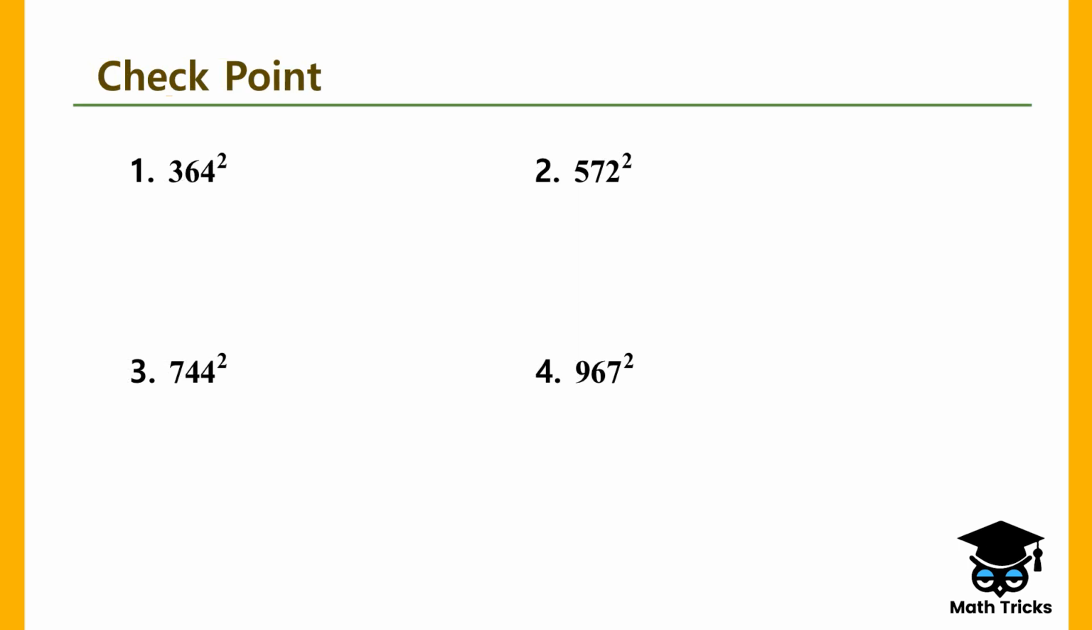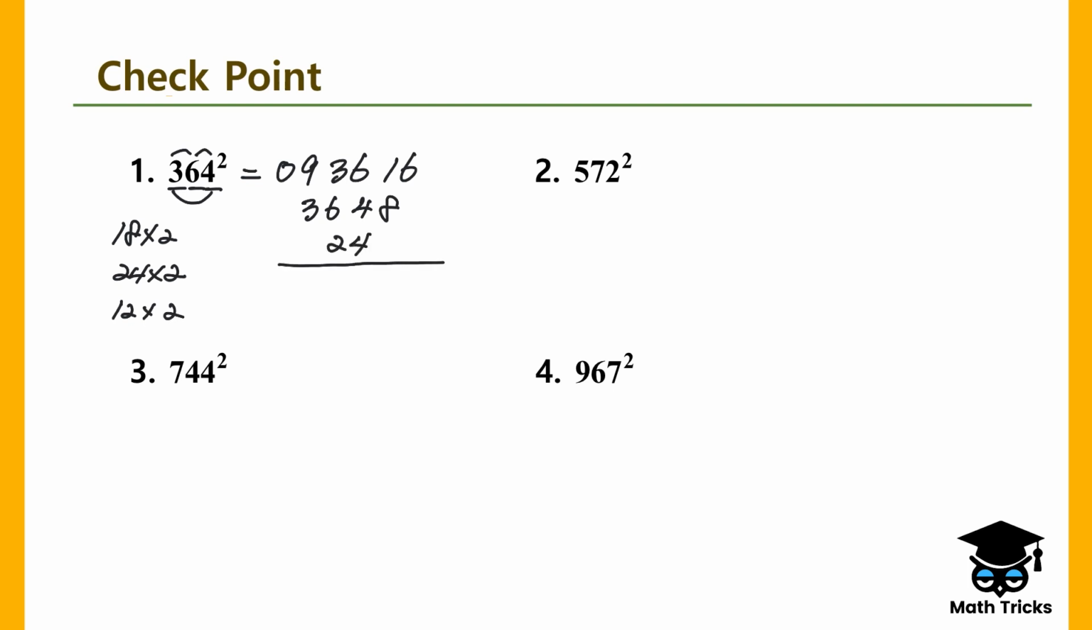Checkpoint 1. We have 364 squared. So that is equal to 3 squared, 9, 6 squared, 36, 4 squared, 16. 6 times 3, that's 18. Times 2, 36. 6 times 4, 24. Times 2, 48. And 3 times 4, 12. Times 2, that's 24. So 6, 9, that's 14. So that's 12. So 13. So 1 plus 0, 1. So the answer is 132496.